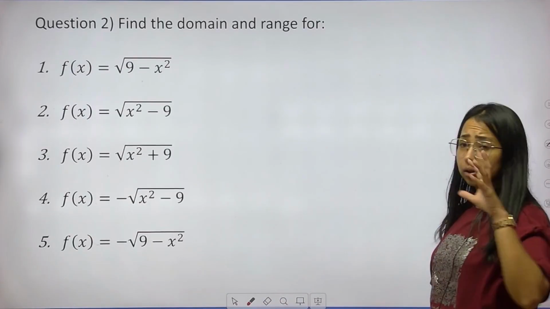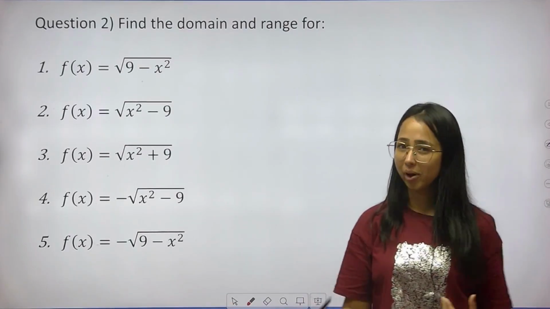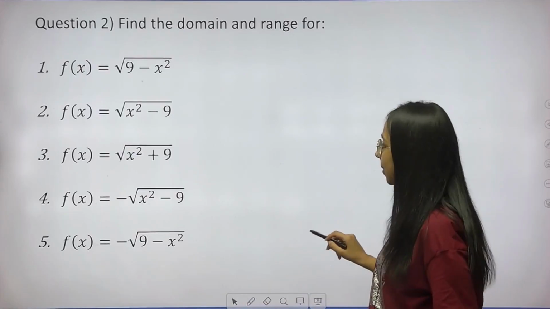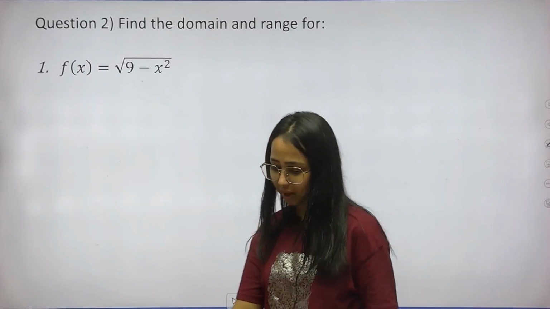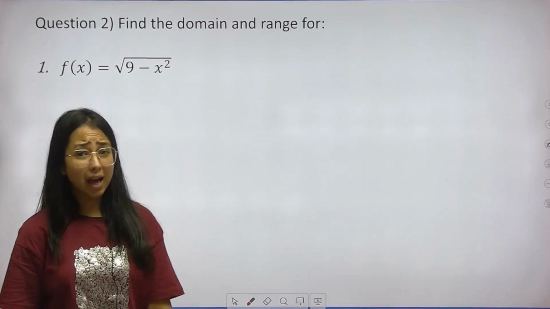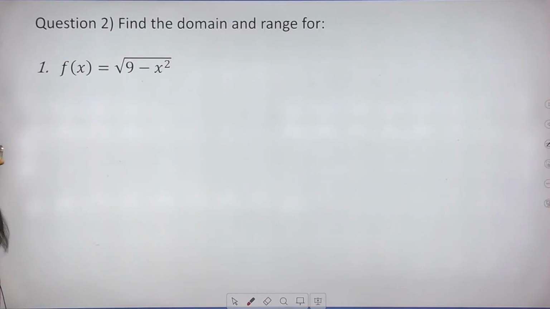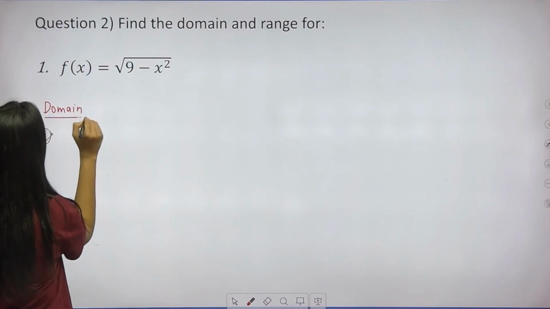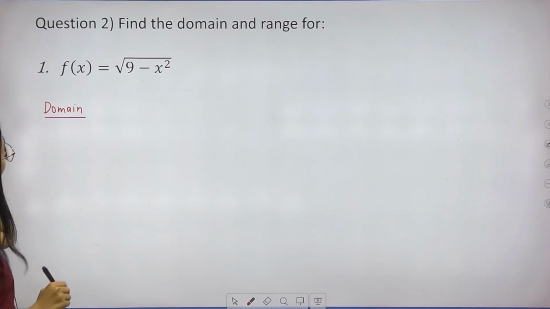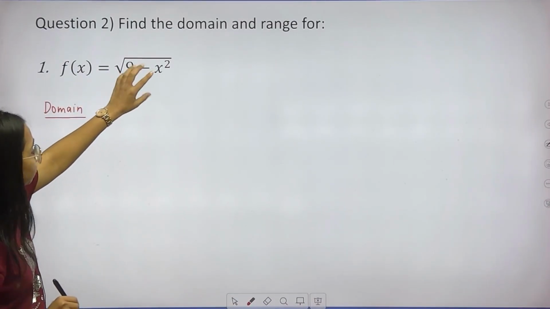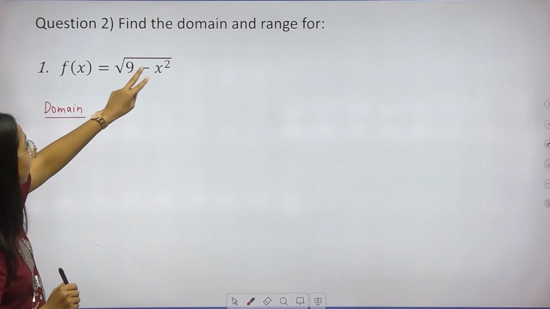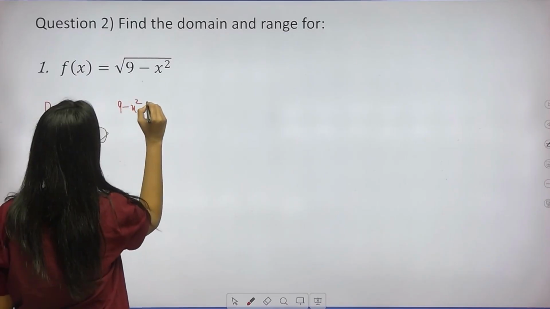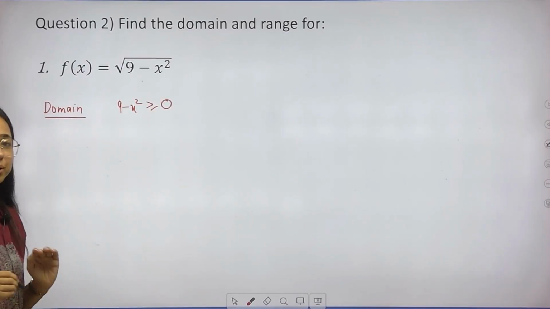Alright. So now we practice a few more questions which will make this concept even better for you. First question. We have f of x is equal to under root of 9 minus x squared. Clear? Okay. So let's first find the domain. For finding the domain, we need to see that any negative number cannot come inside the root. So 9 minus x squared needs to be definitely greater than or equal to 0.